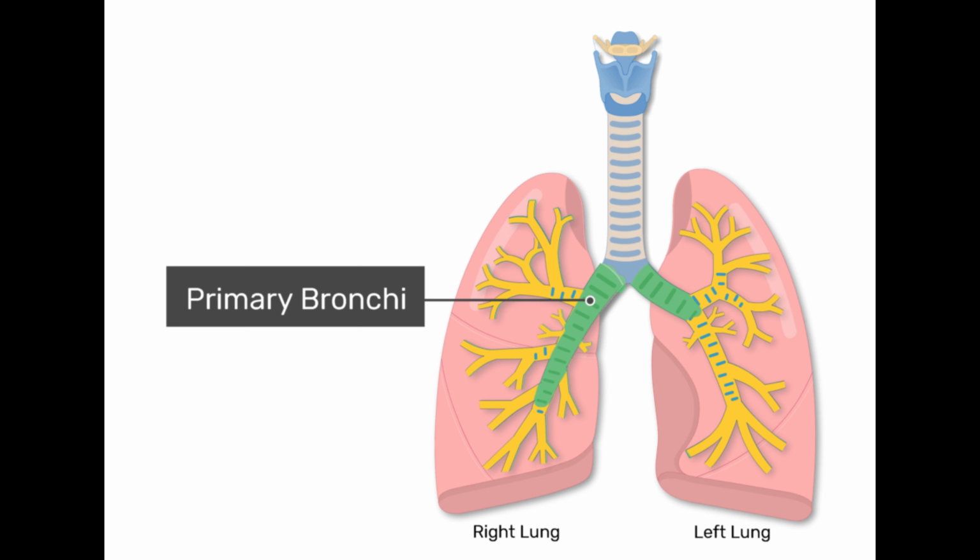The right primary bronchus is located just below the trachea, branching off towards the right lung at a steeper angle than the left bronchus. Its function is to conduct air into the right lung, where it further divides into smaller bronchi to distribute air to the three lobes of the right lung.